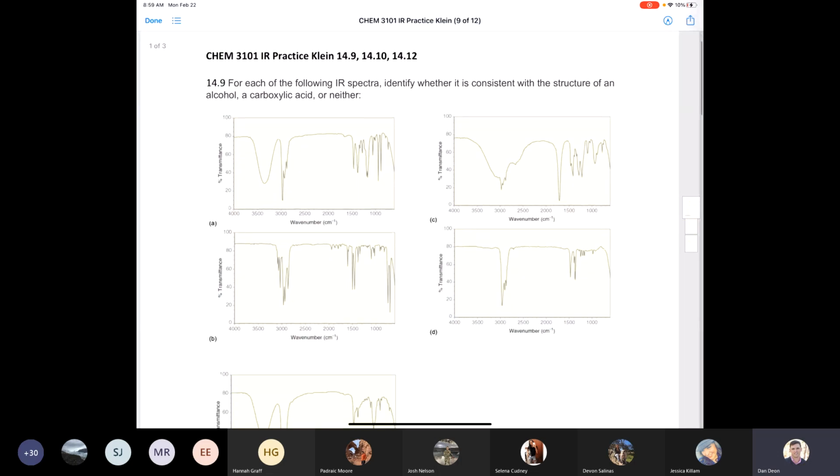I don't have the table on my iPad, but if you download that table, you'll see at the top it says IR absorption frequencies of specific functional groups. Again, I just posted it in the chat, and it's also in Canvas. It says IR-NMR tables Klein. Can everybody see that table?